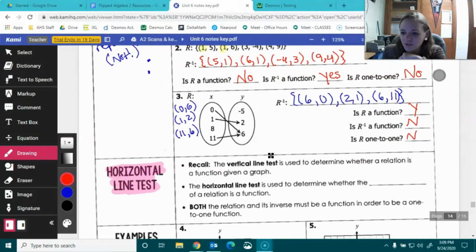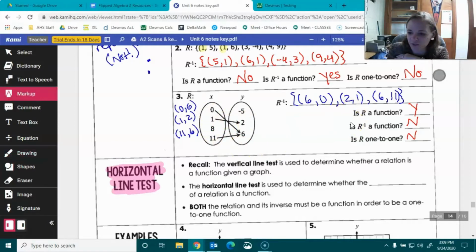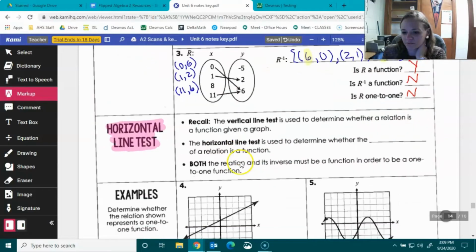Number 3, the original is a function. And then the inverse is not a function because we end up with the 6 in the x spot and then another 6 in the x spot. We can't have two of the same x's. So yes, no, making it not one-to-one.